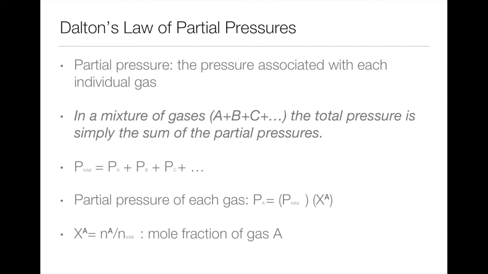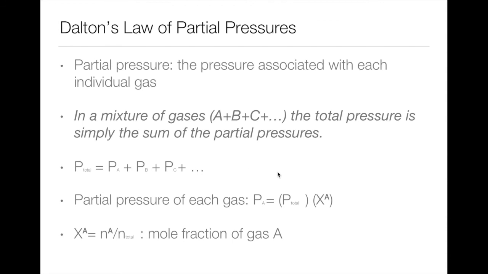Anyway, Dalton's law says that in a mixture of gases, A, B, and C, the total pressure is simply the sum of the partial pressures. What are the partial pressures? They are the pressures associated with each individual gas. Therefore, we've got this equation: P total equals PA, the partial pressure of A, plus the partial pressure of B, plus the partial pressure of C, etc.